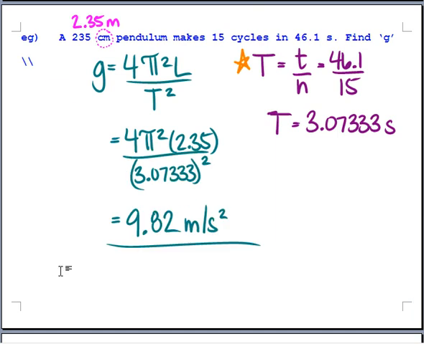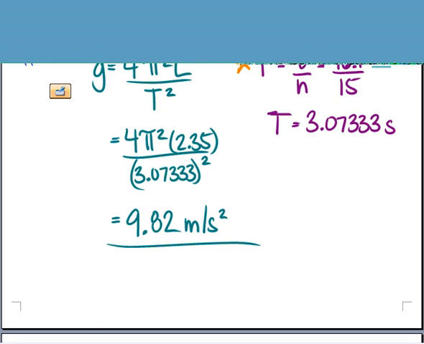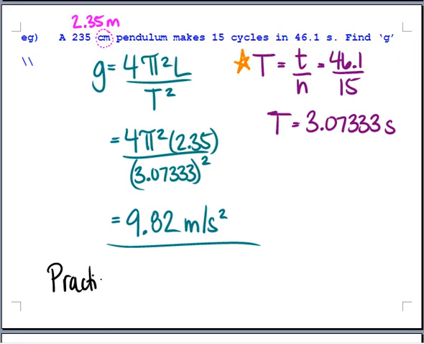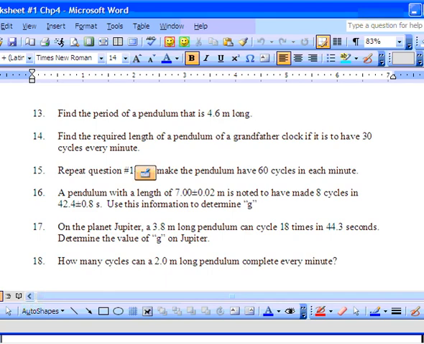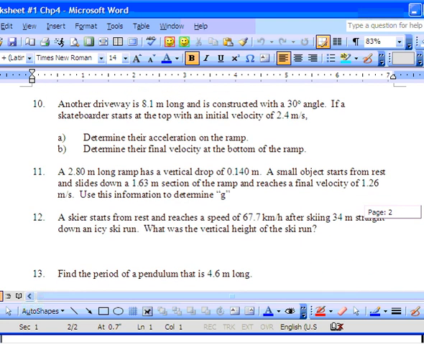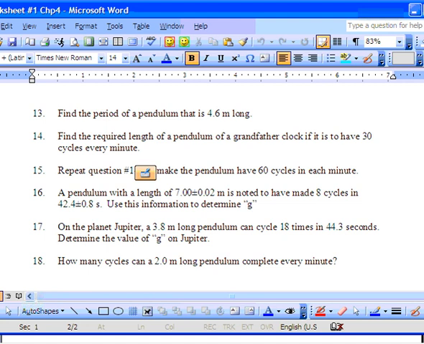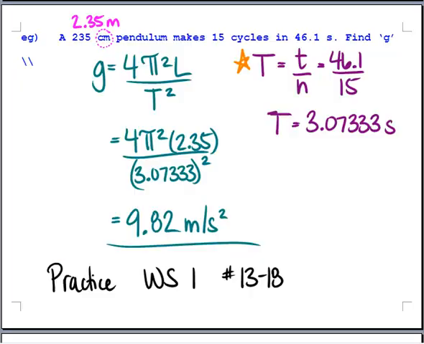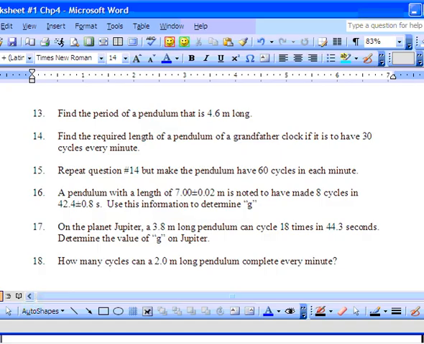The practice, the homework, is worksheet 1, and you'll find this on the chapter outline. Worksheet 1, we're on numbers 13 through 18. I'll pull those up. Yeah, there they are. So this is worksheet 1 that we've been plugging away at. You should have done up to 12 for the last video. Now we're into the pendulum section, 13 through 18.